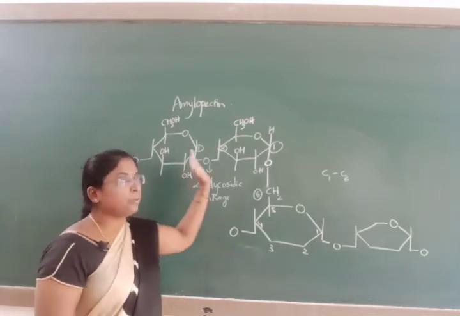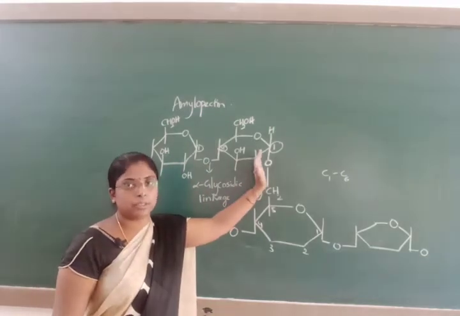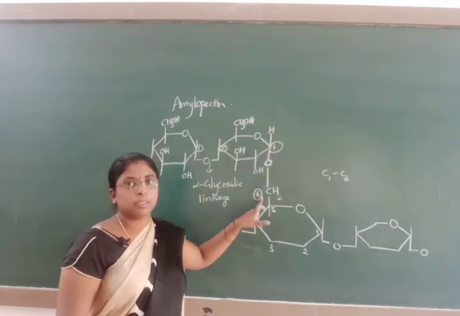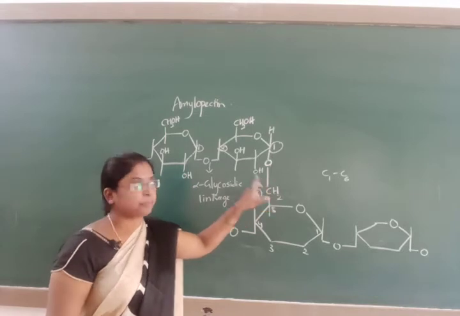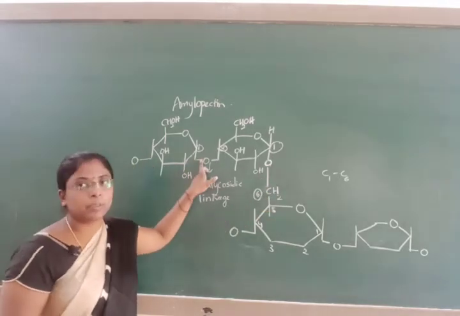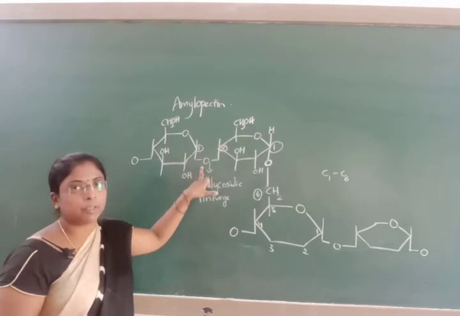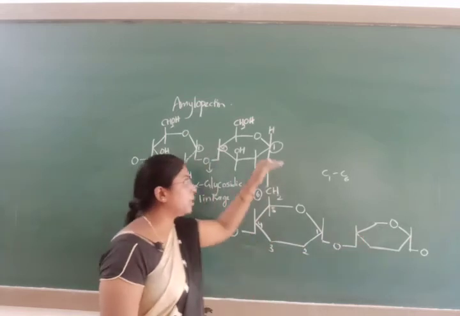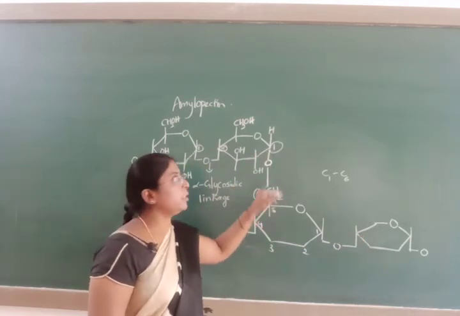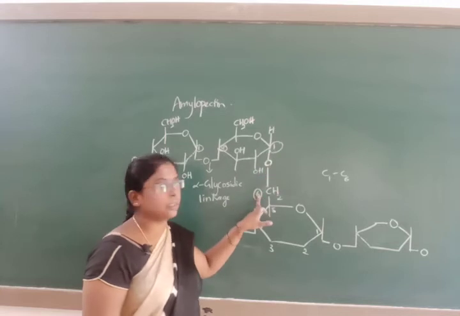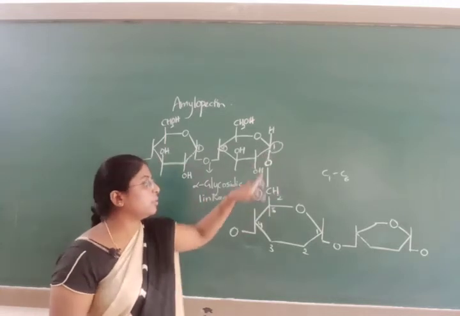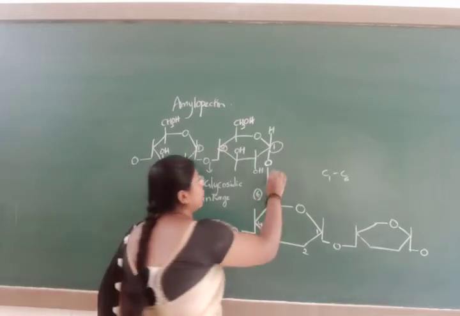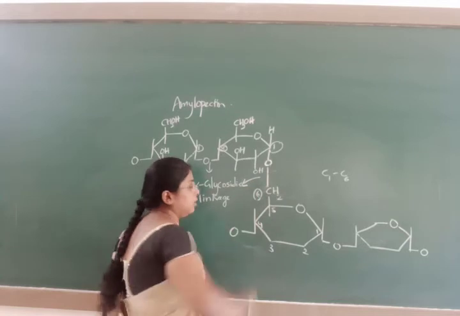After 20 to 30 alpha glycosidic linkages, where the branching takes place will be the C1C6 alpha glycosidic linkage. Between the glucose units, it will be C1C4 alpha glycosidic linkage. Here also C1C4 alpha glycosidic linkage, but the position where the branching takes place will be between the C1 and C6. C1 of one glucose unit will form a linkage with C6 of another glucose unit, and it will form an alpha glycosidic linkage.